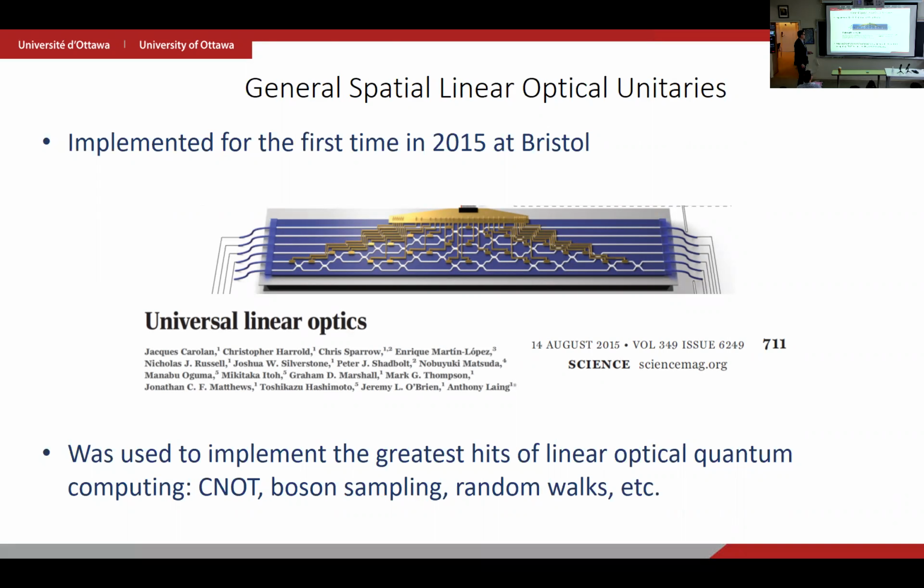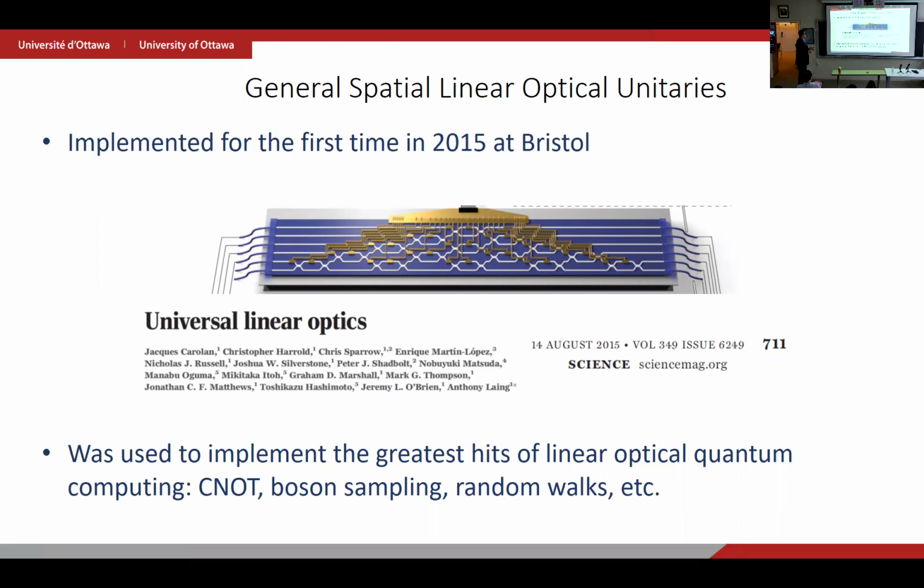It was Jeremy O'Brien and Anthony Laing, and the lead author was Jacques Carolan from Bristol. The way they did it was not in free space, but in integrated optics. The other thing they did is they replaced their variable transmittivity beam splitters with Mach-Zehnders. If you have a Mach-Zehnder and you vary the phase inside it, you can change where the light goes at the output port. So that variable transmittivity beam splitter can just be replaced by yet another interferometer, and inside that interferometer, you're just varying a phase. So now you're just varying phase everywhere. You're no longer varying the transmittivity.